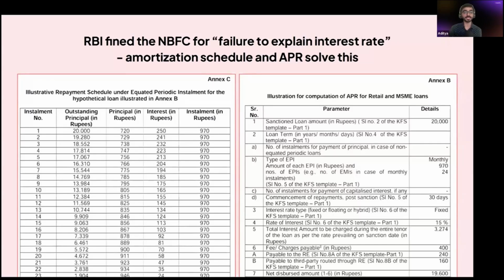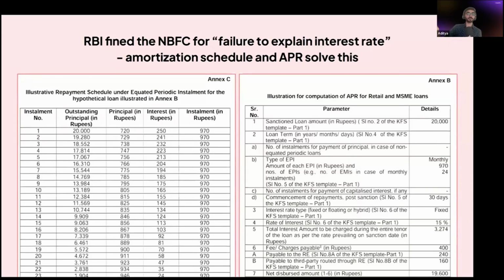So this RBI fine, if you recall correctly, the fact situation in this case, the RBI fine was specifically for failure to explain interest rate, right? They did not mention you did not provide APR or amortization schedule. They said you are fined for failure to explain interest rate to the borrower. But if you look at the amortization schedule and computation sheet of APR, they do exactly this. They detail out in a very granular way exactly how the interest rate and other calculations work.